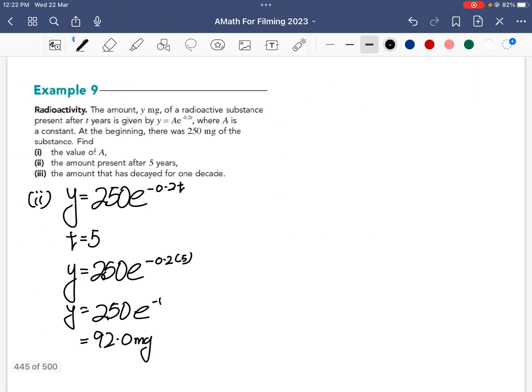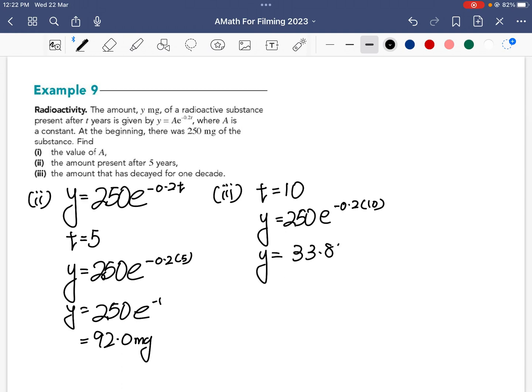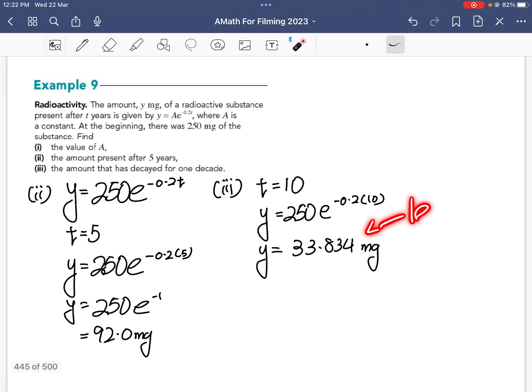Okay, part 3 is the amount that has decayed after 1 decade. So after 1 decade, my t value is equal to 10. So I write Y equals 250 e to the power of negative 0.2 times 10. If you work that out, your Y value in this case is 33.834 milligrams. Now, question: is my final answer 33.834? No. 33.834 is the amount of the substance that is left.